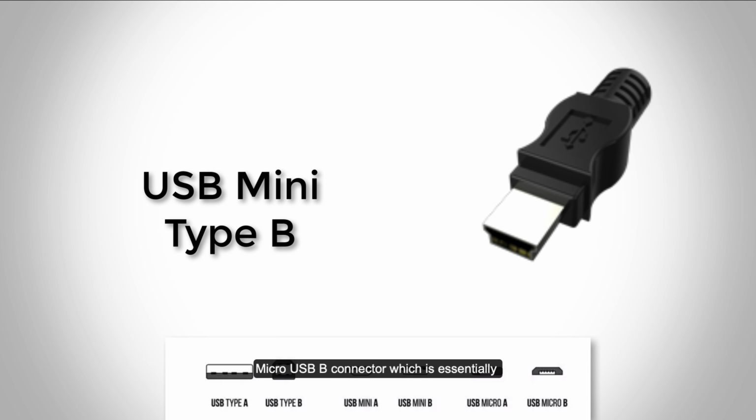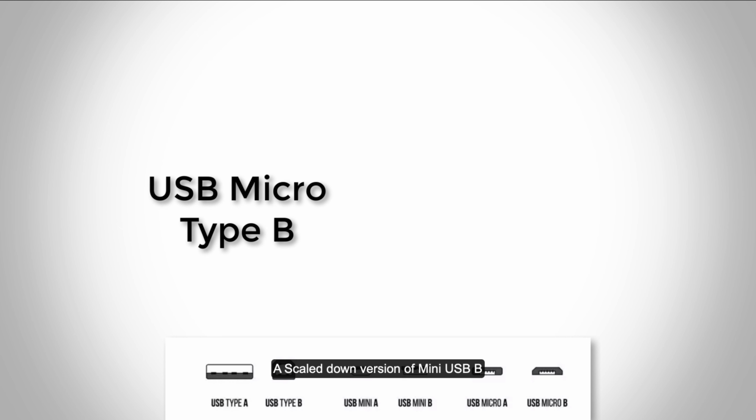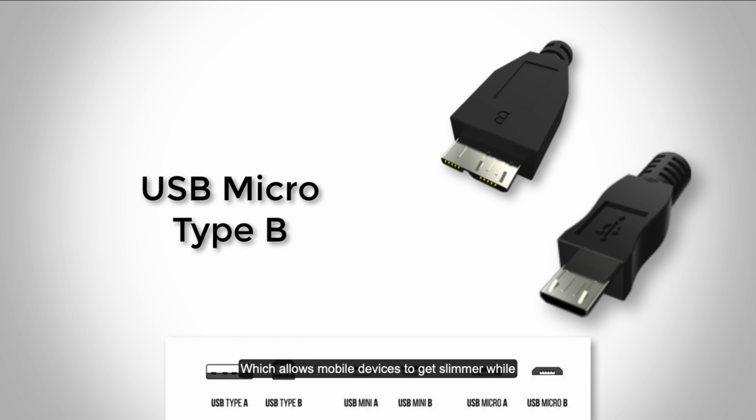We also have the micro USB B connector, which is essentially a scaled down version of Mini USB B, which allows mobile devices to get slimmer while still maintaining the ability to connect and host data. On October 22, 2009, the International Telecommunication Union (ITU) announced it would include the micro USB interface in the universal charging solution, which made it a universal charger for most Android devices, and was later replaced by USB Type-C.